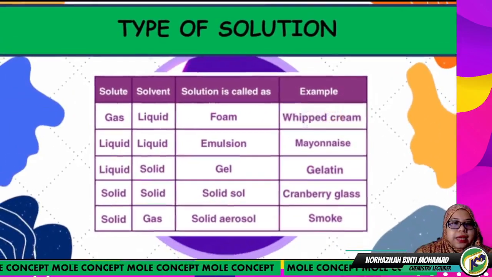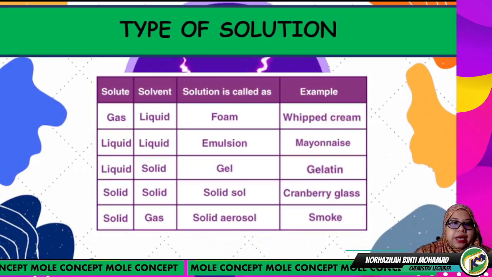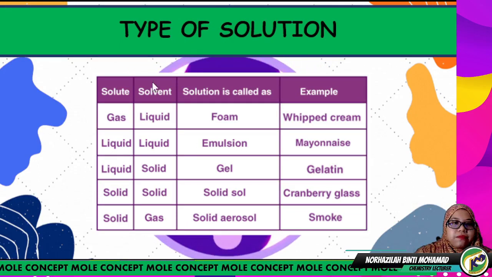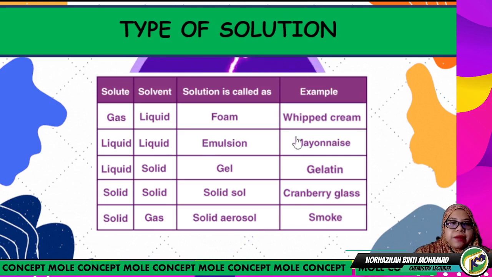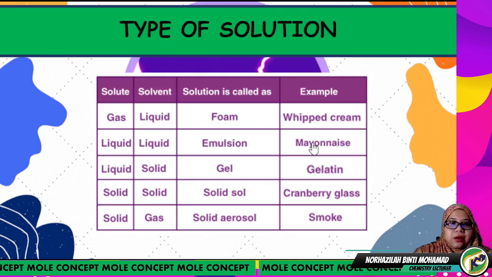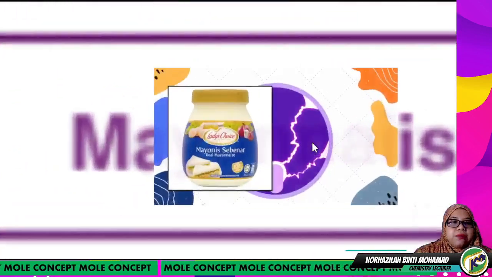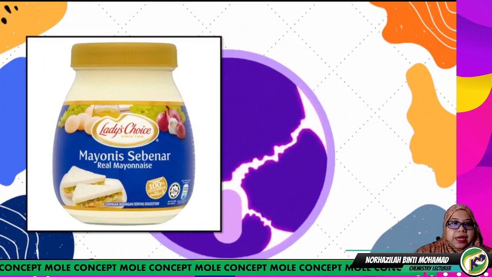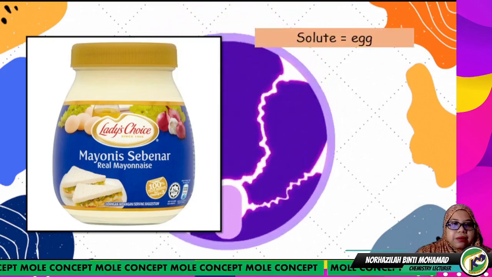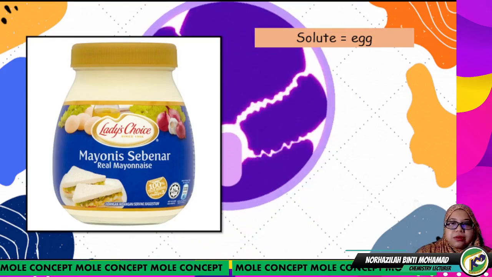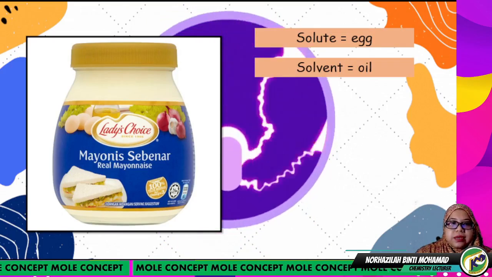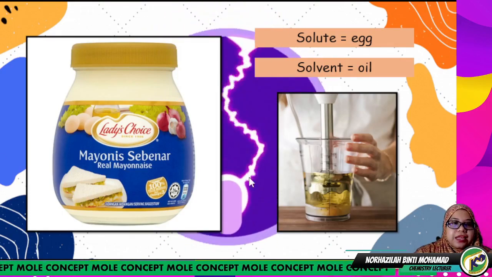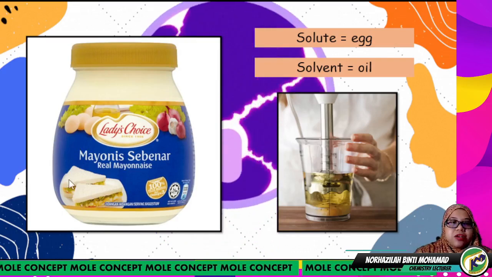So second is emulsion. Emulsion is a combination of solute liquid and solvent liquid. Example of emulsion is mayonnaise. So when we look at our mayonnaise, familiar kan dengan mayonnaise ni kan? Our solute is egg and solvent is oil. So we blend it together until it forms this emulsion.